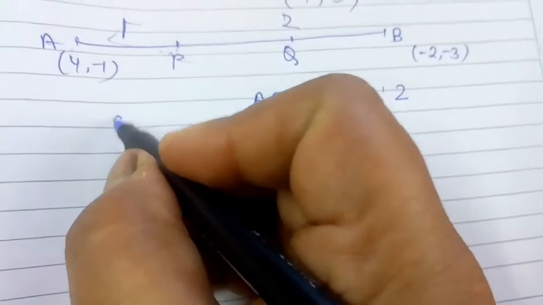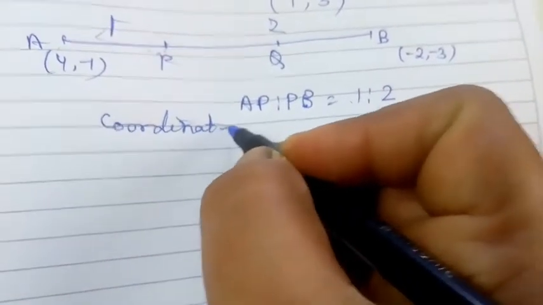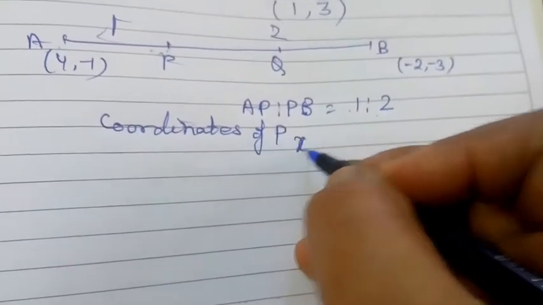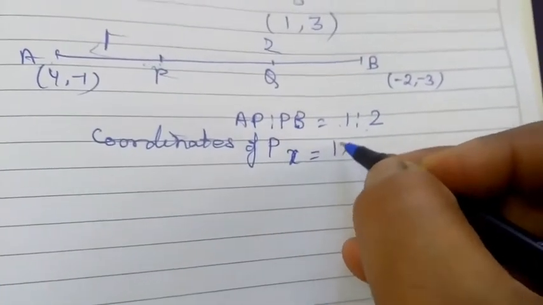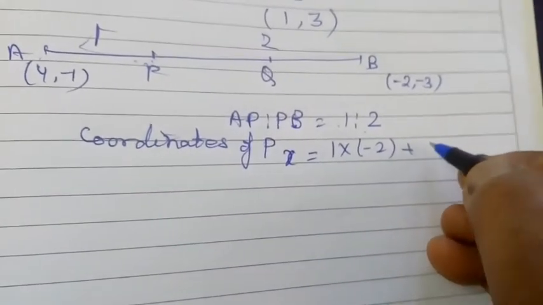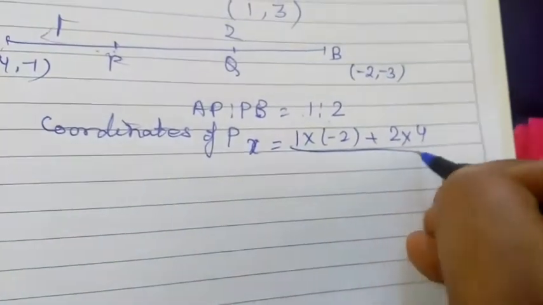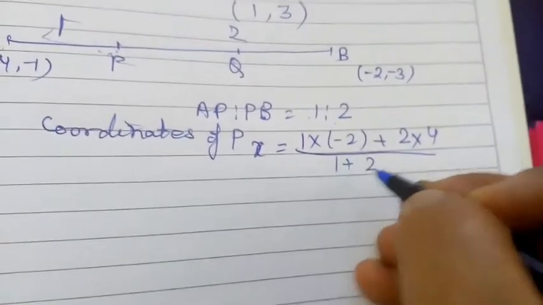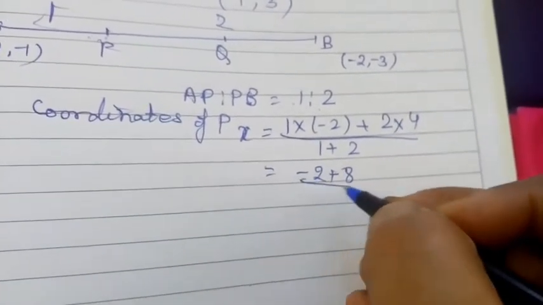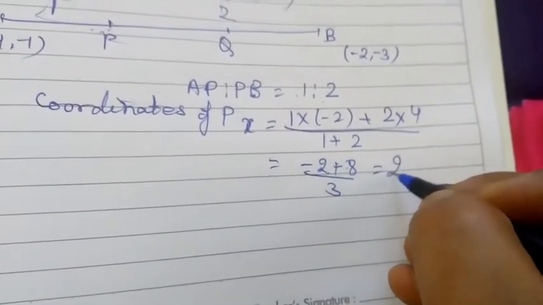Find the coordinates of P. X equals m1 x2, here -2, plus m2 x1, 4, by 1 plus 2. That is -2 plus 8 by 3, which is 6 by 3, which is 2.